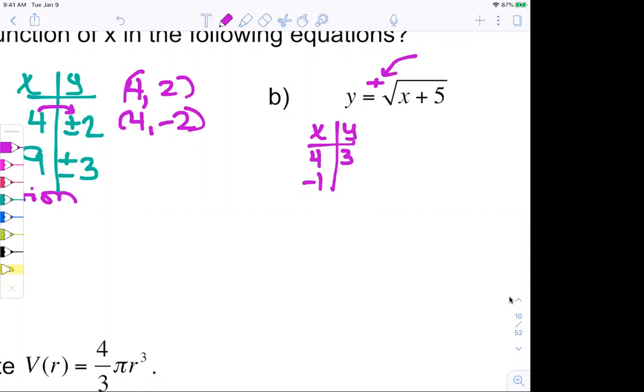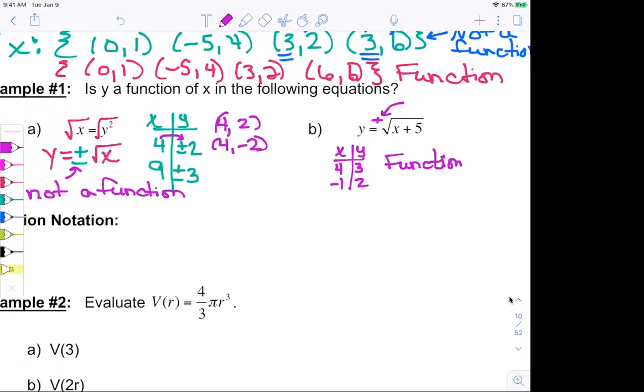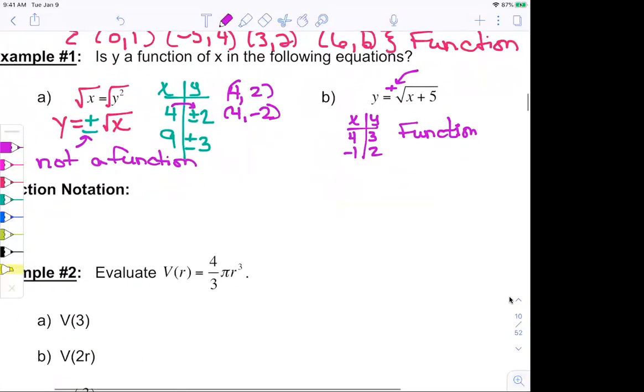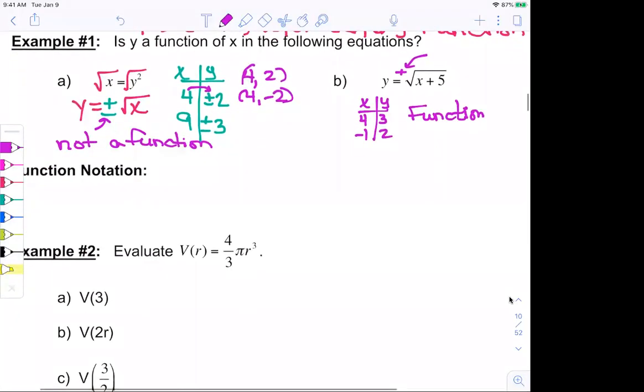Jenny, what happens if we plug in a negative 1? You would get 2. You'd get a 2. So each x has one y. That means this one is a function. And this would be the most common misconception of functions in pre-calc that I see from students. So you have to understand that if the symbol is already in the equation, the square root's already given to you, the answer is only a plus answer.